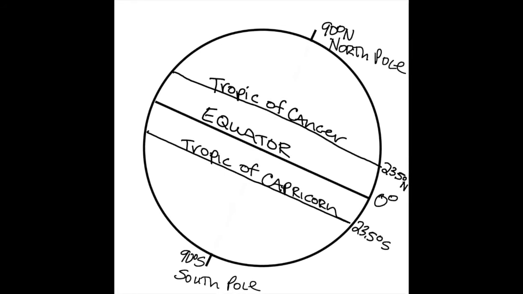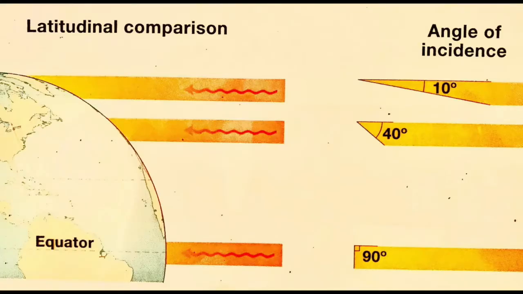What is the significance of these 2 lines? Well, the Tropic of Cancer marks the northernmost point to ever receive the direct rays of the sun, and the Tropic of Capricorn is the southernmost point to ever get the direct rays of the sun. Direct rays are those vertical rays of the sun. When the sun is directly overhead, when it's on a 90-degree angle with Earth's surface, when it's perpendicular to Earth's surface.